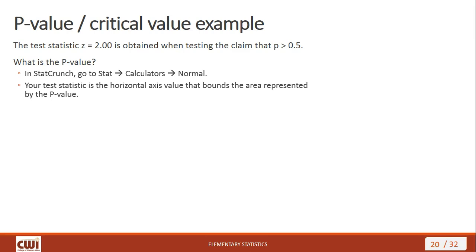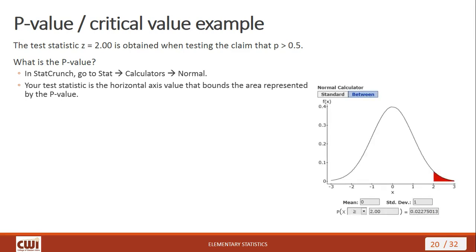We then take the test statistic, and that's going to be the value that bounds the area representing the p-value. So here we have our normal calculator. We put 2.00 in. This is the horizontal value, our test statistic, and it's going to provide the boundary for the area under the curve that is the p-value. So we press compute, and out comes an area of 0.0228. This then is the p-value.